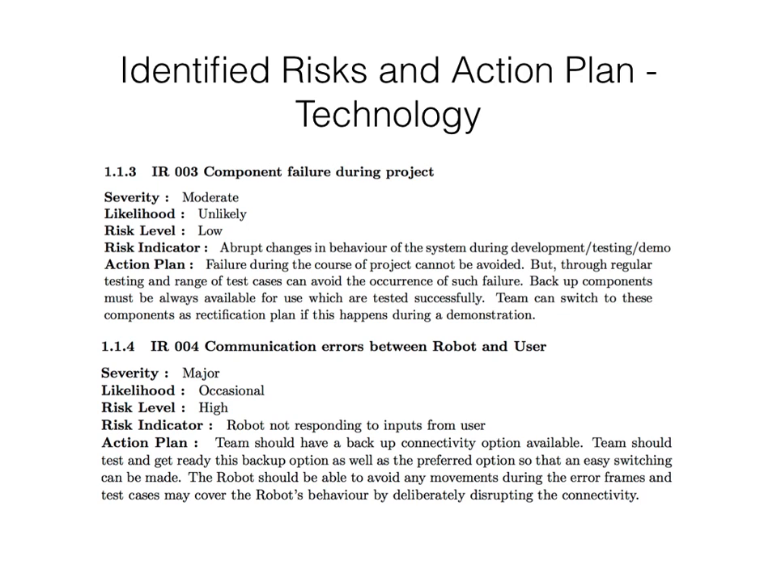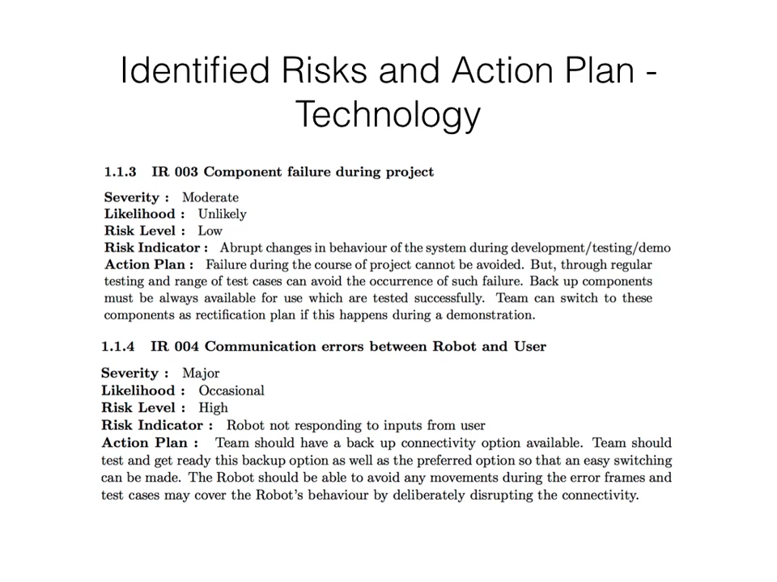Another important technological risk that we might run into is communication errors between the robot and the user. This is one of the major risks that we might face during the project, because if there is no communication, none of the movements or the mapping can be done. The risk indicator is very straightforward. The robot will not respond to any input or any instruction from the user.